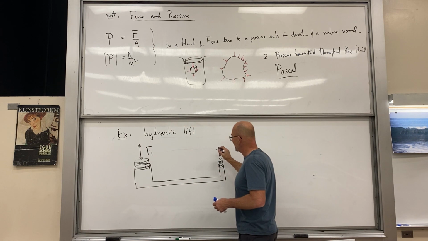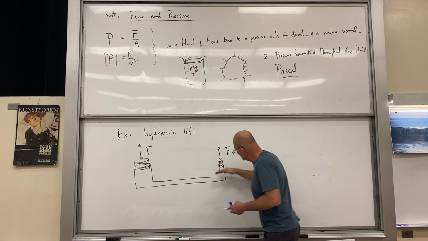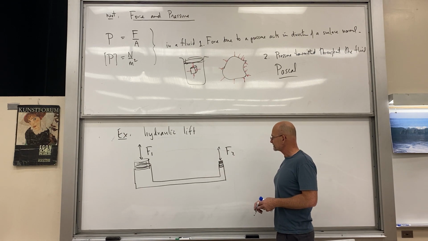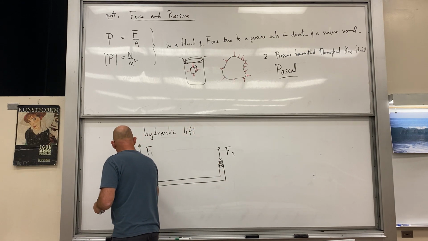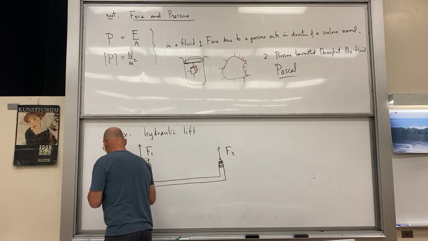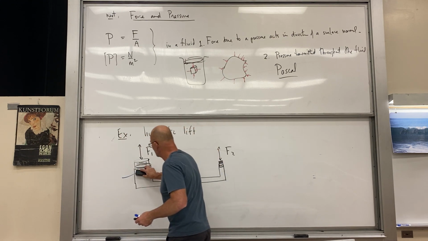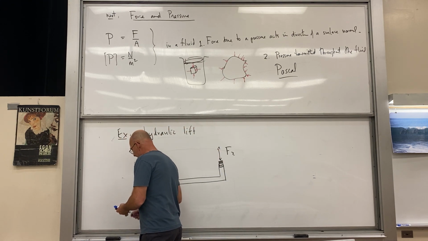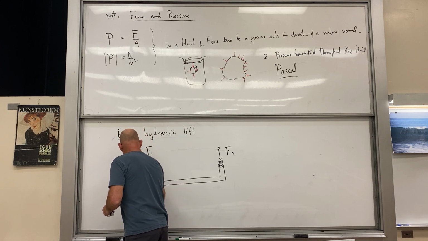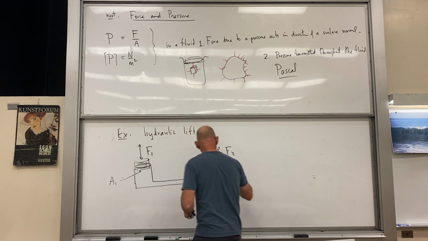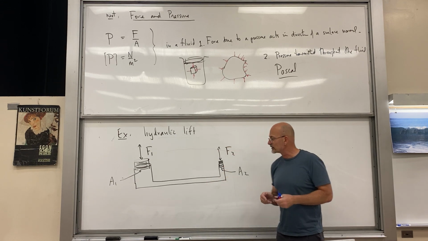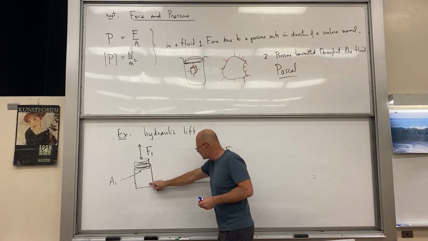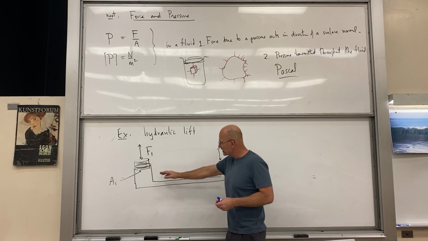Okay. So we're going to have F1, F2. If you press down on F1, this one goes up, and vice versa. We have different cross-sectional areas, A1 and A2 here, and then we have Pascal's principle that the pressure within this fluid is uniformly distributed. Okay, so the pressure is the same everywhere.